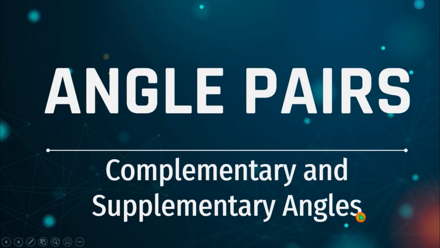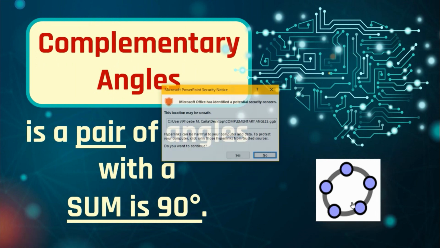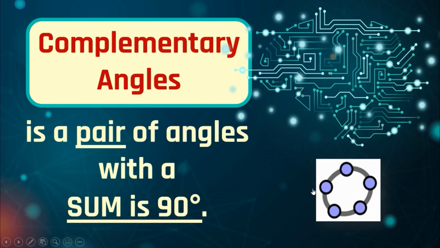Alright, so now these are the different angle pairs we have. The first two I will be discussing will be complementary and supplementary. When we say complementary angles, this is a pair of angles with a sum of exactly 90 degrees. Walang labis, walang kulang. Okay, so let's take and observe the behavior of our angles. Complementary angles, using the GeoGebra software that we have.